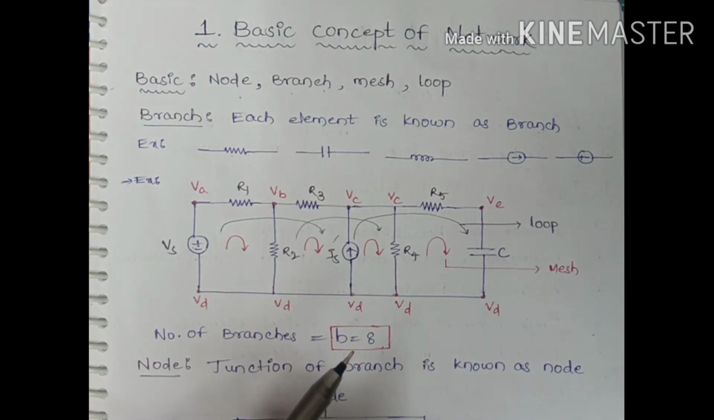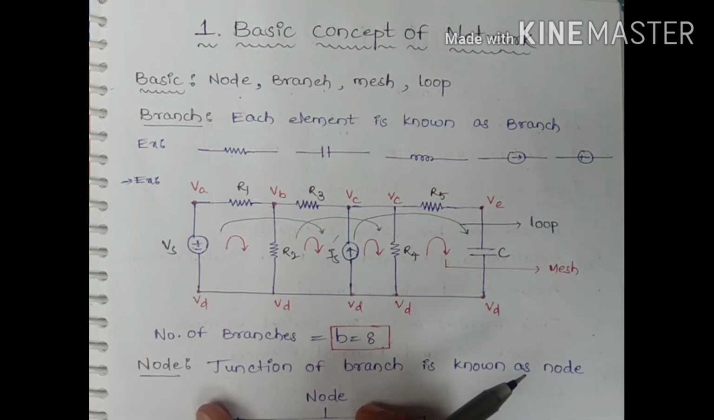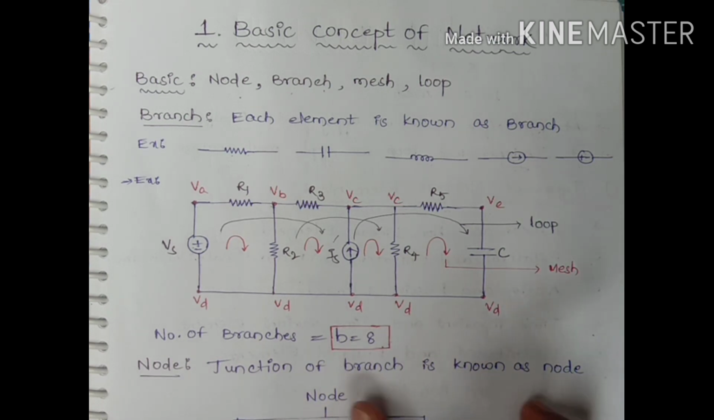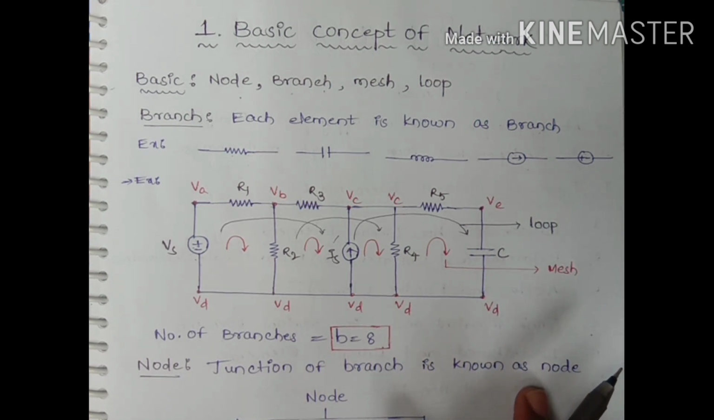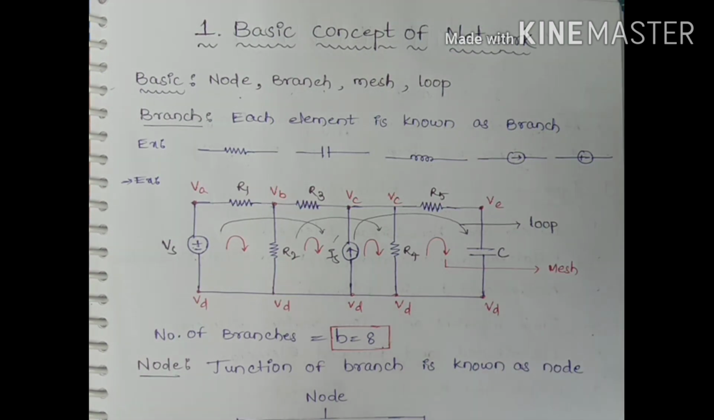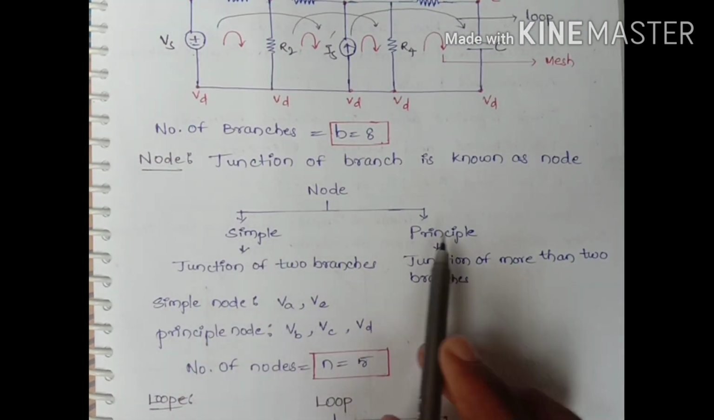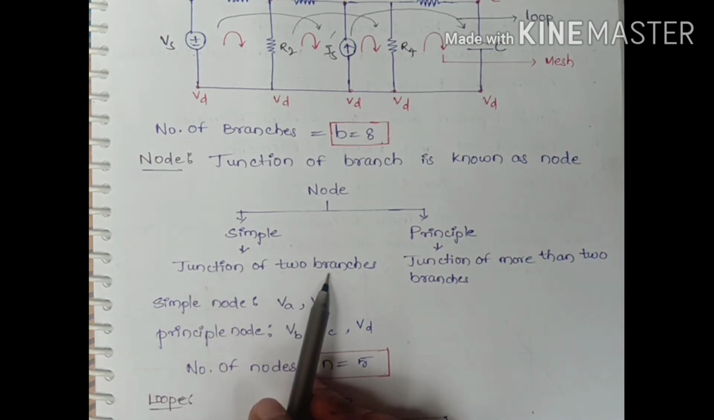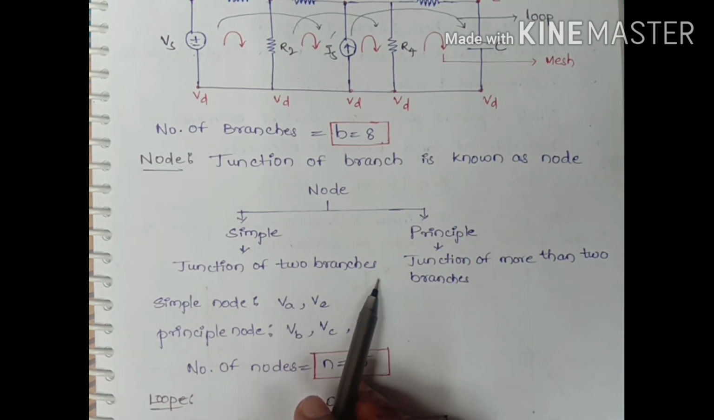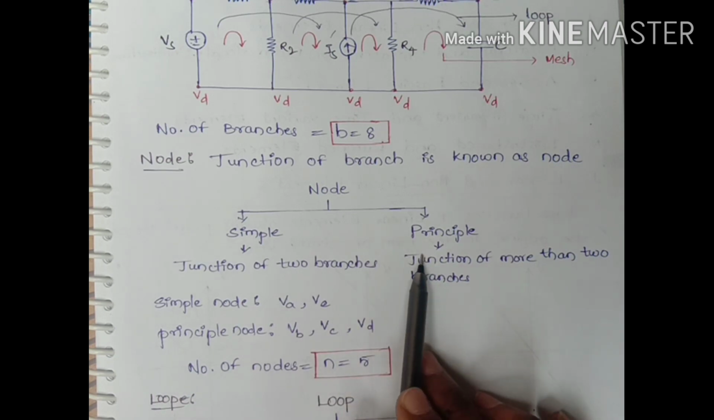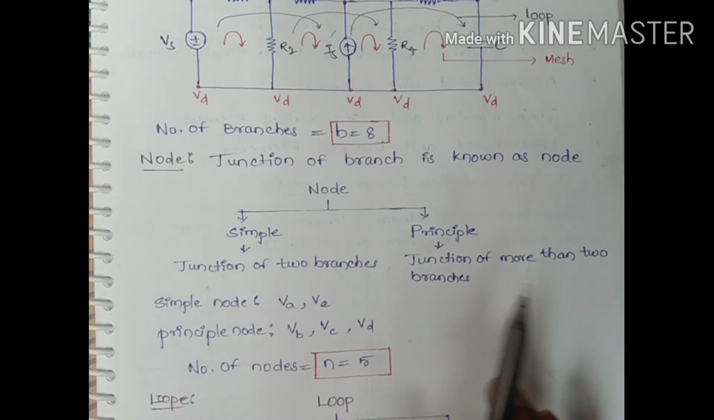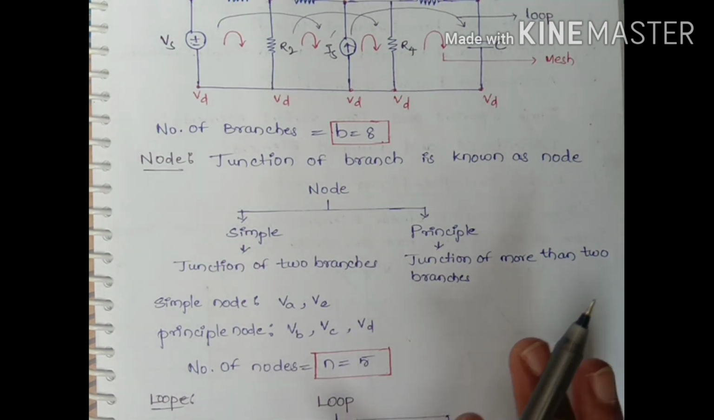Now come to the definition of the node. Junction of branches is known as node. Nodes are two types: simple node, principal node. Junction of two branches is nothing but a simple node. Junction of more than two branches is nothing but a principal node.